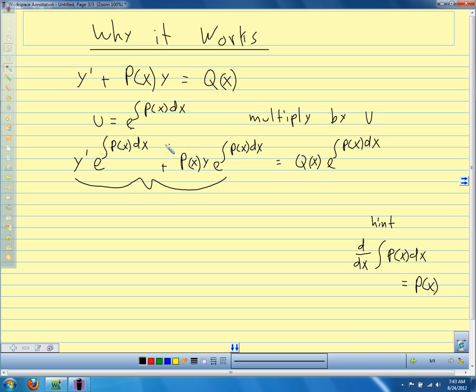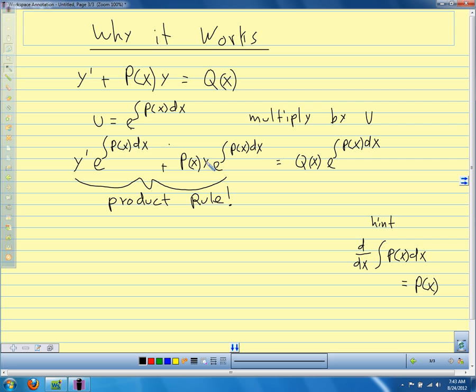This is the chain rule. This is the derivative of a product. So it's the product rule, not the chain rule. Right. This is the product rule. So this is the derivative of a product.